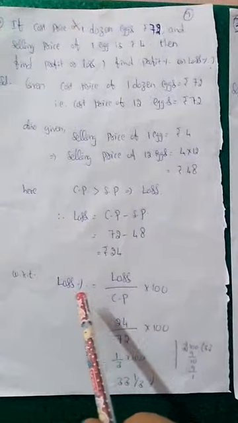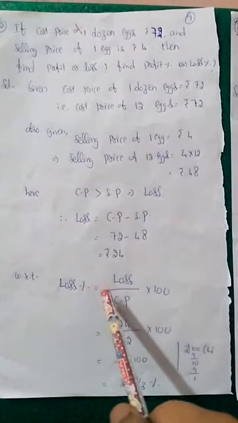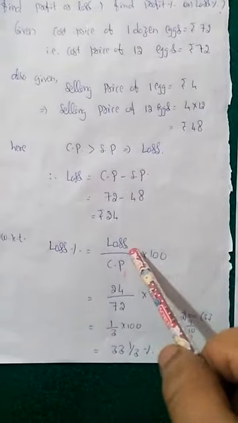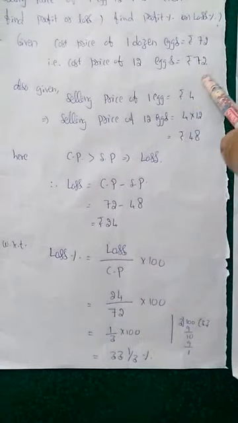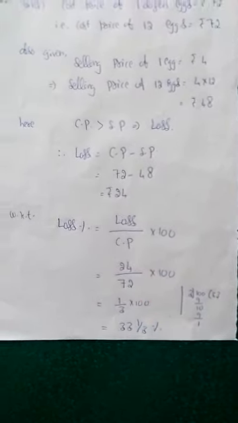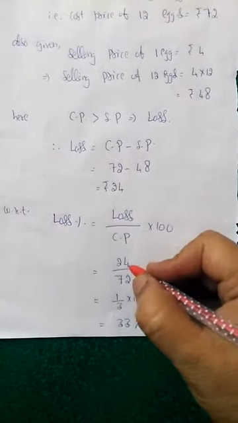We know the formula to find loss percent. Loss percent equals loss by CP into 100. Loss is how much? 24. Substitute 24 by CP, CP is 72, into 100. So 1 by 3. How 1 by 3? See here, cancellation.